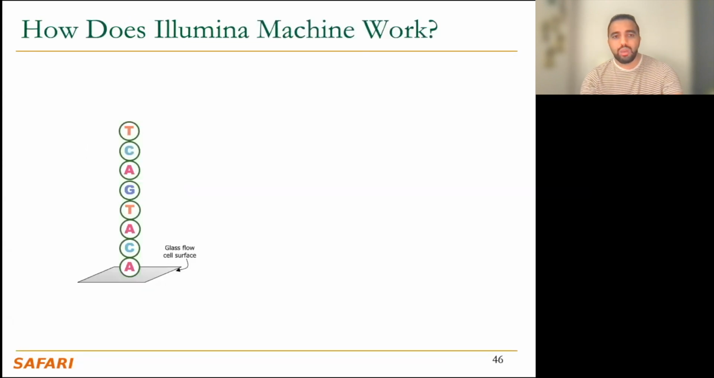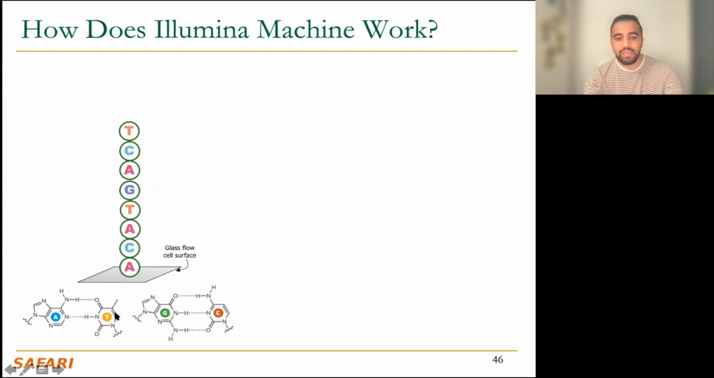Okay, now coming to the Illumina machine, how the sequencing works. So we have a glass flow cell, and we have the DNA strand, and we know in advance that adenine is chemically bound to thymine, and guanine is chemically bound to cytosine. So we use this information to do a chemical reaction ourselves, and we watch this chemical reaction and see what will happen.